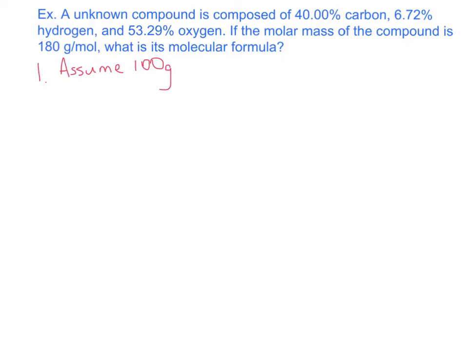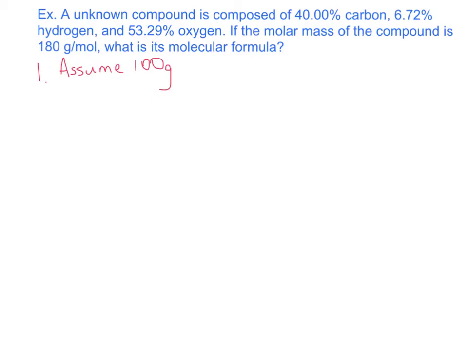Hopefully you understand that if you have 100 grams of the compound, or if you have 10 grams of the compound, or if you have 1 gram, the percentages of carbon, hydrogen, and oxygen are still the same. It's still going to be 40% of carbon, so on and so forth. So it doesn't actually matter how much of it you have, because the percentages, which are really ratios, are still the same. So we assume we have 100 grams because that makes our math really easy.